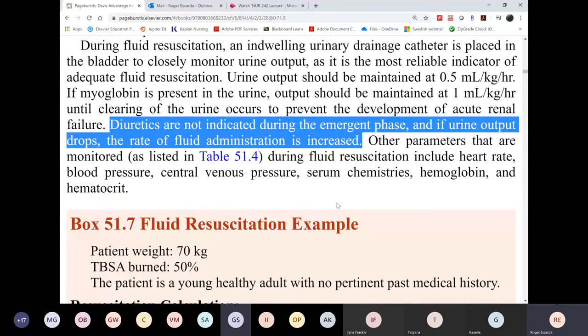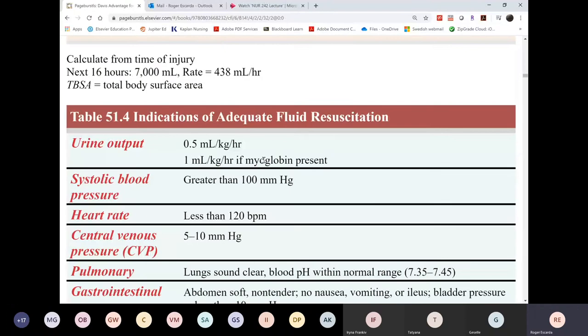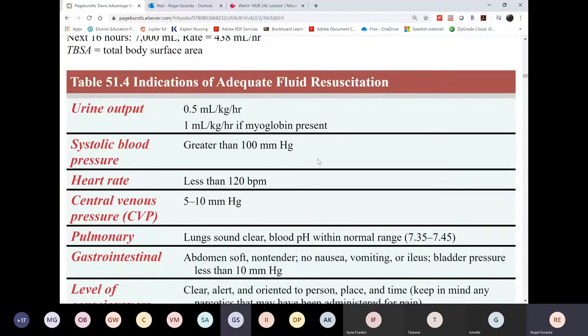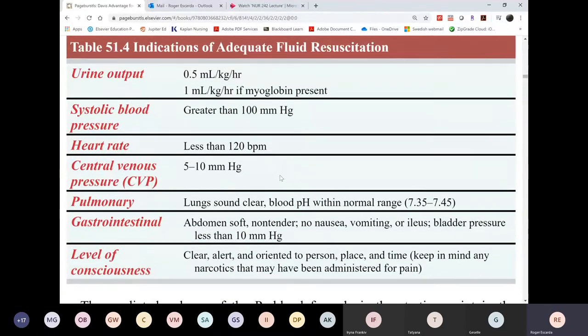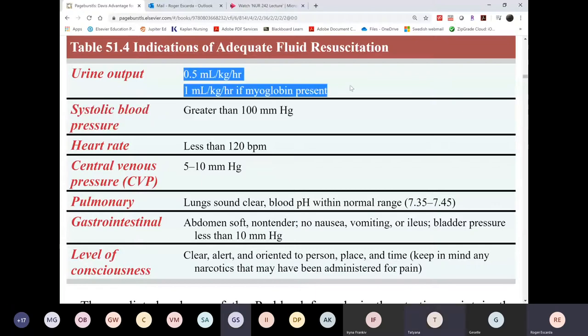All right, so here's an example. Again, these are your indicators. So you watch the patient closely to make sure, is our blood replacement adequate? You monitor all of these, especially urine output. Those are very important. And as we already learned from shock, we need our mean arterial pressure at least 65, which is systolic greater than 100.